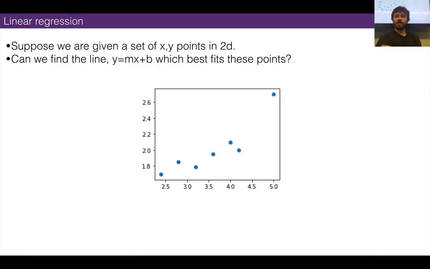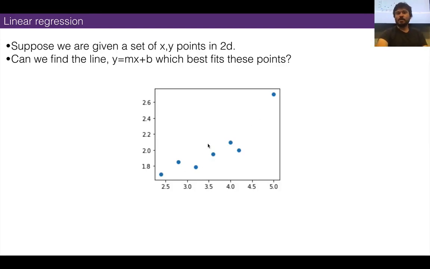So the simplest possible machine learning is linear regression. And everyone has done this. Maybe not everyone, but almost all of you have probably done this at some point. If you've ever seen the line of best fit in a high school analysis class, or pre-calculus, or statistics, you might have seen something like this, where you're given a set of points in 2D and then you're asked to find the line of best fit. Is there a line that best approximates these points?